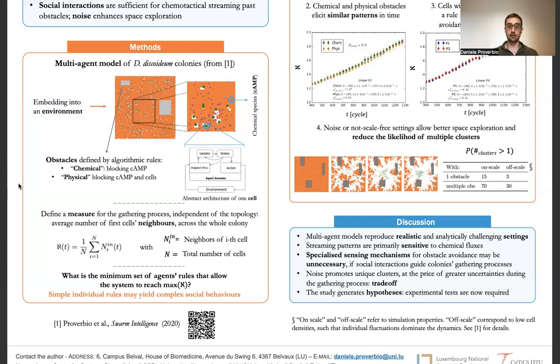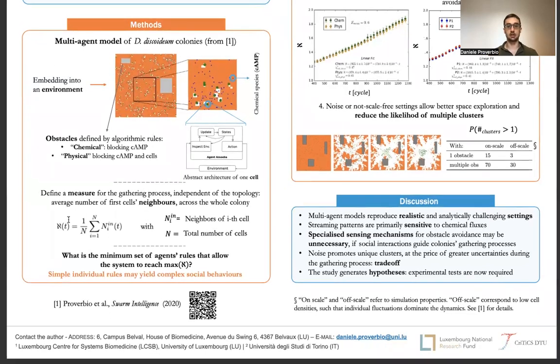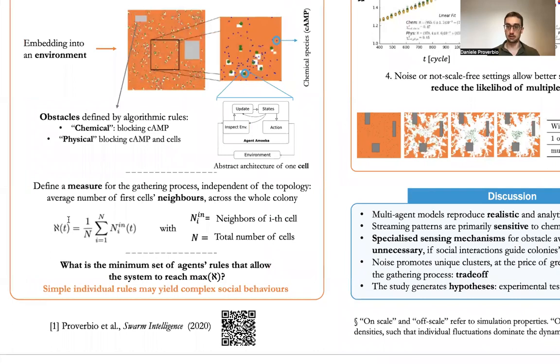In order to quantify the results of our in silico experiments, we also defined a measure suitable to tackle evolutions in heterogeneous environments, which is a mean gathering factor. So defining basically the size of the various clusters of cells after the aggregation process.